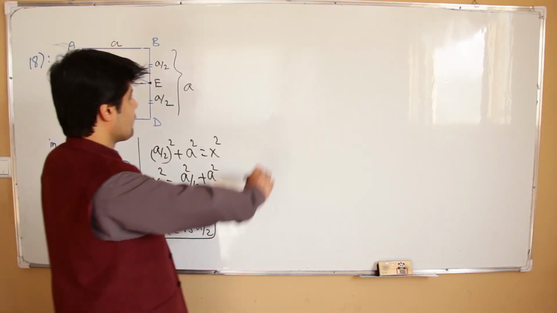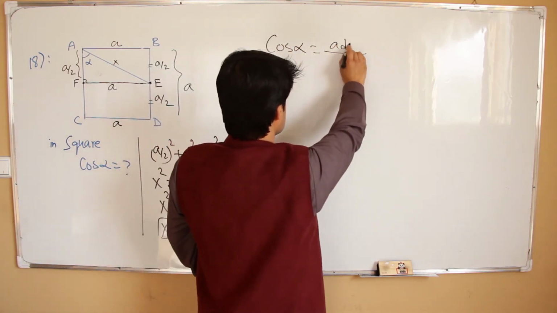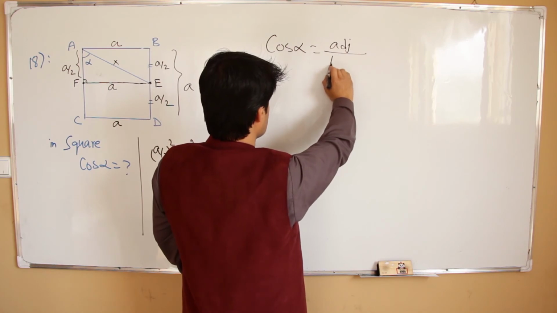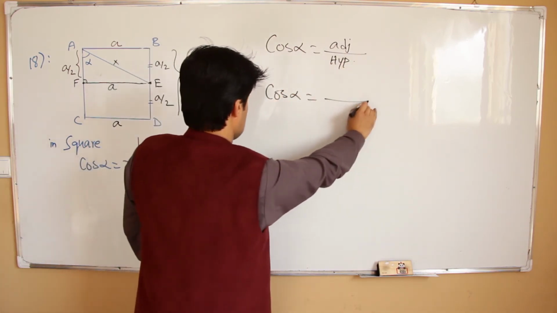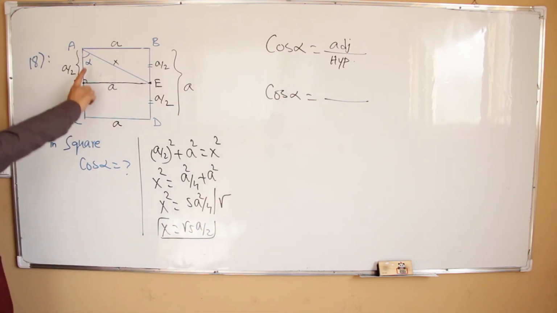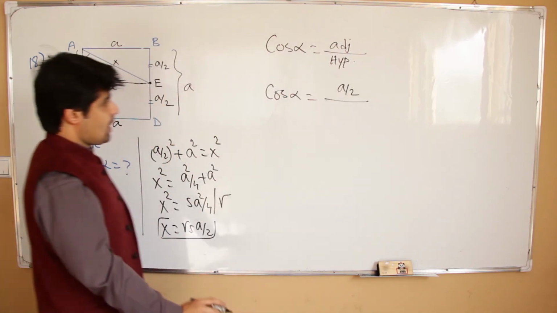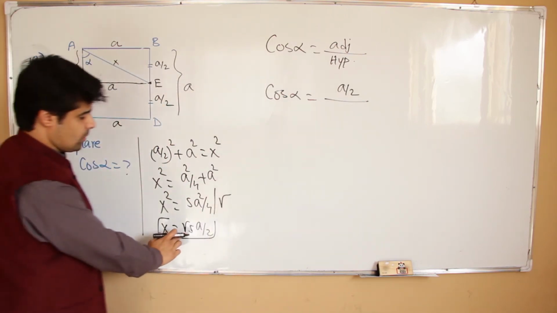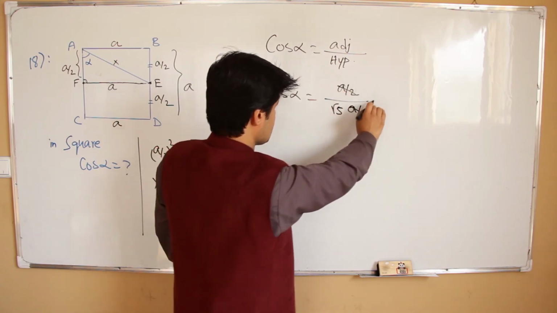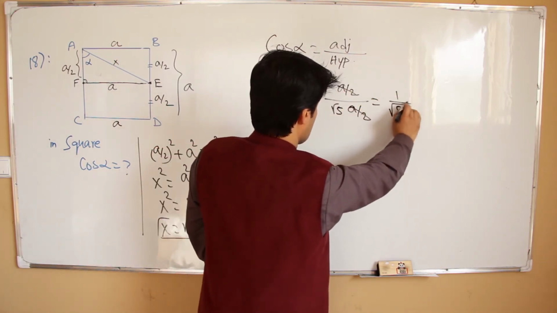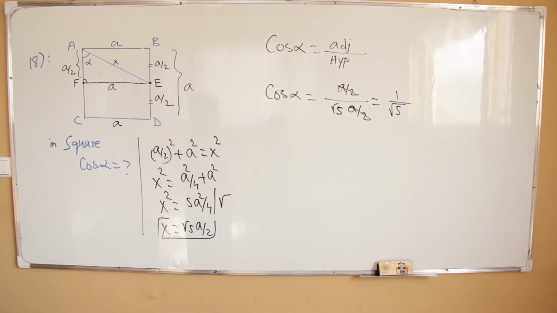Now if you want to define cosine of alpha, it is adjacent divided by hypotenuse. Am I right? Yes. Cosine alpha. What is adjacent for alpha? It is A by 2. What is hypotenuse? This one is X, which is root 5 A by 2. This is cancelled. The answer is 1 divided by root 5. Write it, please.